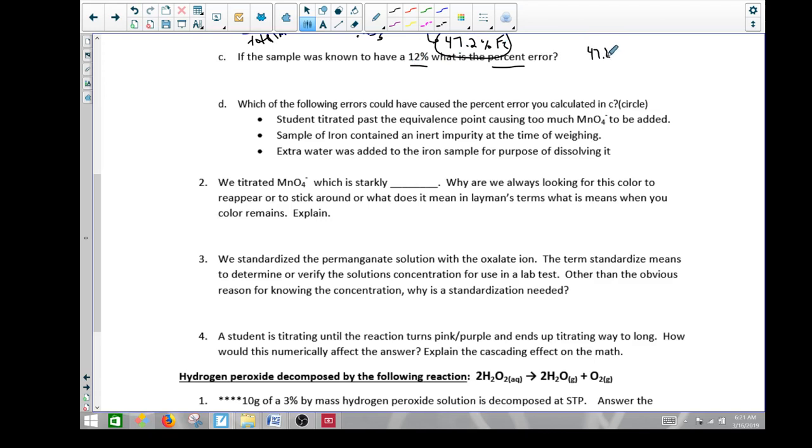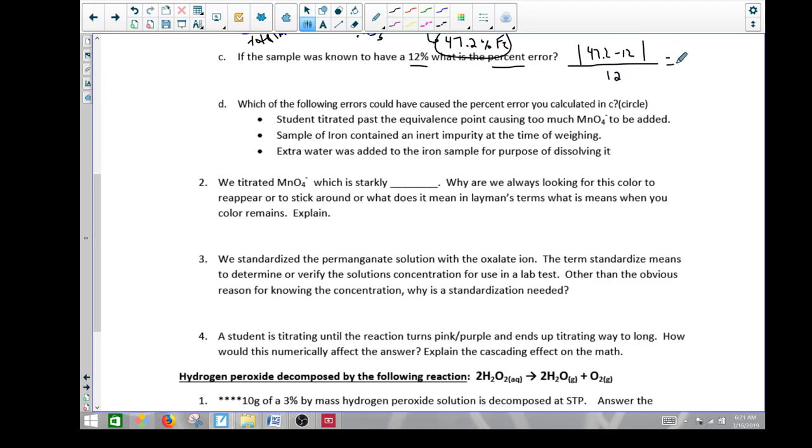So the difference between that is 47.2 minus 12%. Now, we're higher than we're supposed to be, so we have a positive error. If we're lower than we're supposed to be, we have a negative error. Sometimes you'll see an absolute value sign on percent error, just meaning they want to know just the change. But I've seen various ways this is done. And then I divide it by what we're supposed to get. All right, and there we go.